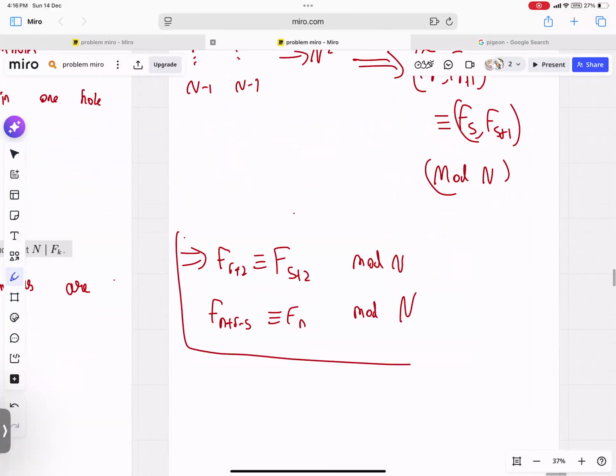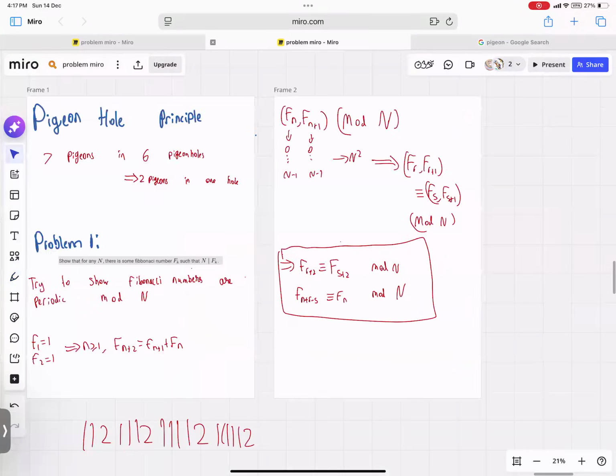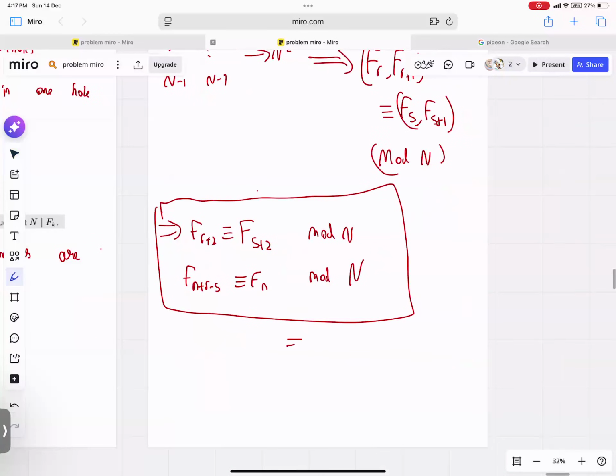Is this fine? Yeah, this works. But then how does this finish? We've only shown that it's eventually periodic mod n. Are you asking me? No, I'm asking everyone.